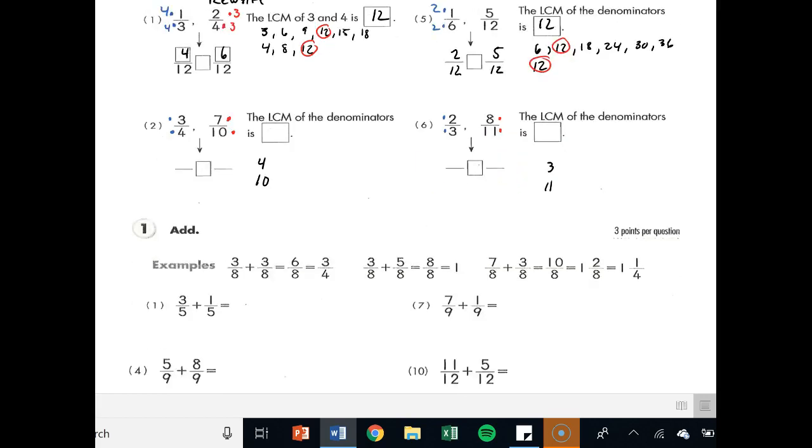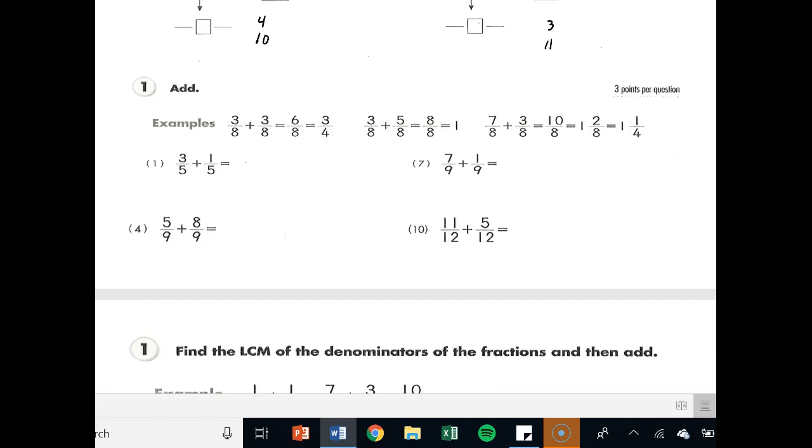All right. Next section, we're just adding, and you'll notice that they have common denominators. So what does that mean? When they have common denominators, we just get to add the numerators. So 3 plus 1 is 4, and 5, you keep the 5. Do not add the denominators, you just keep it, right? All right, for a problem like number 4, 5 plus 8 is 13. Keep the denominator. Now, this is improper.